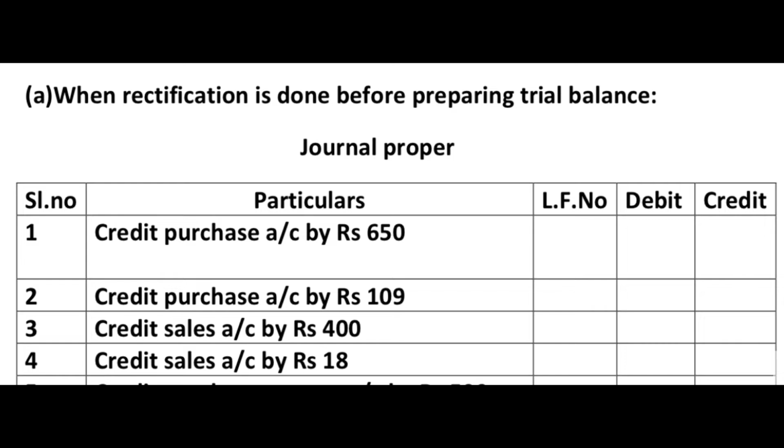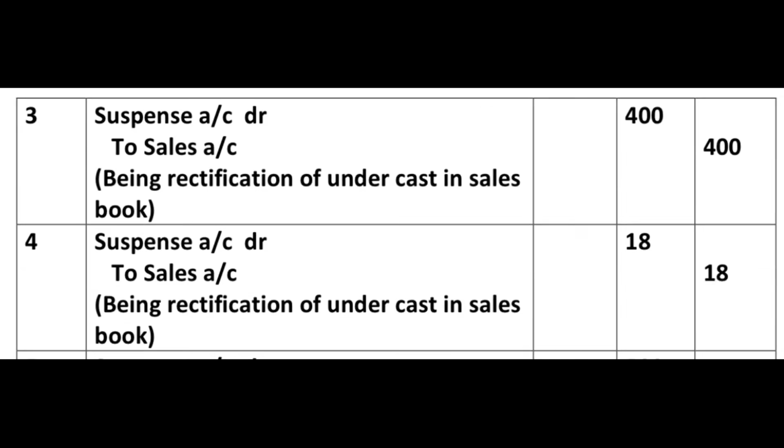A. When rectification is done before preparing trial balance. For the fourth point, the sentence is: credit sales account by 18 rupees. B. When rectification is done after preparing trial balance. For the fourth point, the entry is suspense account debit to sales account, being rectification of undercast in sales book. Amount 18 rupees.